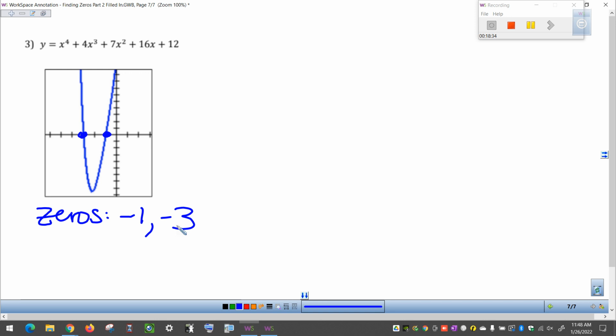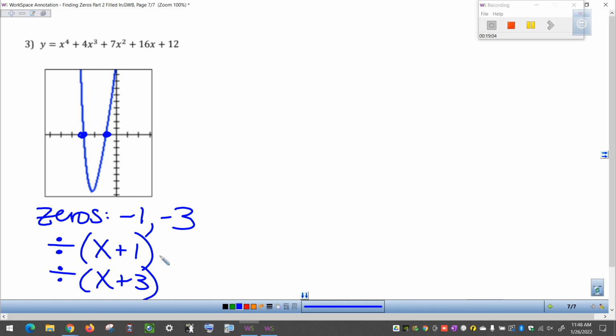Now, because we have 2 zeros visible, this means that we're actually going to go through the division process twice. So for the negative 1, we can divide our polynomial by x plus 1. And then for the negative 3, we can divide it by x plus 3. Now, the order of the division does not matter. I'm going to start by dividing by x plus 1, just because I have that one listed first. But you could do it in a different order. You're going to get to the same result.